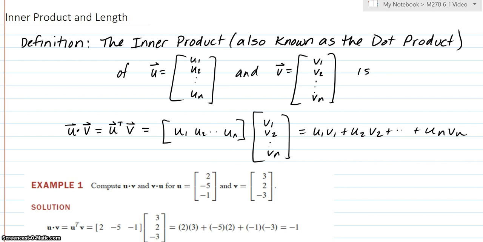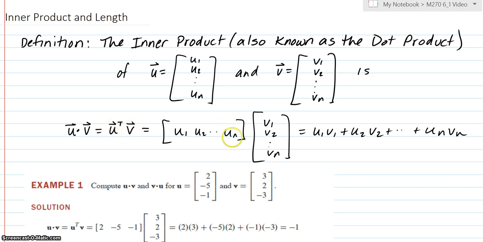In this video we are going to discuss the inner product and the length of vectors. So let's first go over what the definition of inner product is. By the way, it's also known as the dot product, which you may have heard of from past classes. So the inner product of a vector u and a vector v in Rn is u dot v. It's going to be equal to the transpose of u times v.